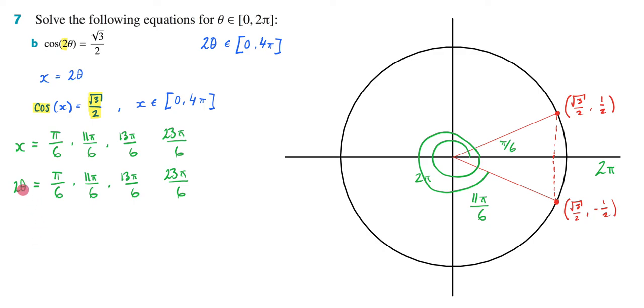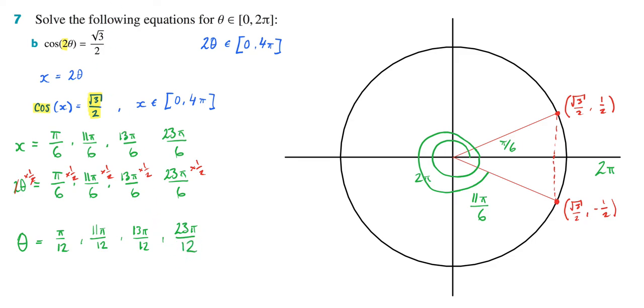Having done that, I now need to get rid of this 2, so I just have theta by itself. And the way I'm going to do that is by timesing everything by a half. So I'm going to times each of these by a half, getting rid of those 2's. I'm going to end up with theta equals, timesing the denominators together, pi on 12, 11 pi on 12, then 13 pi on 12, and lastly, 23 pi on 12.